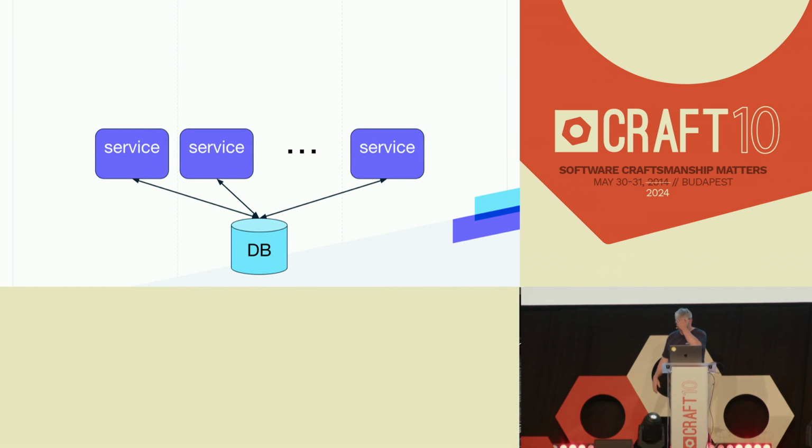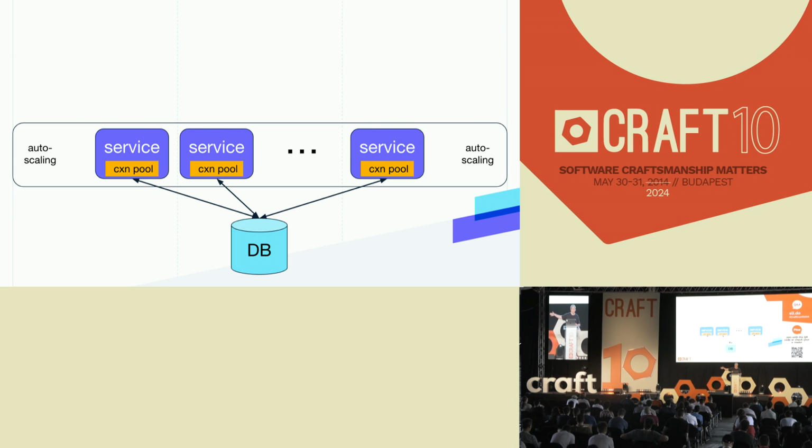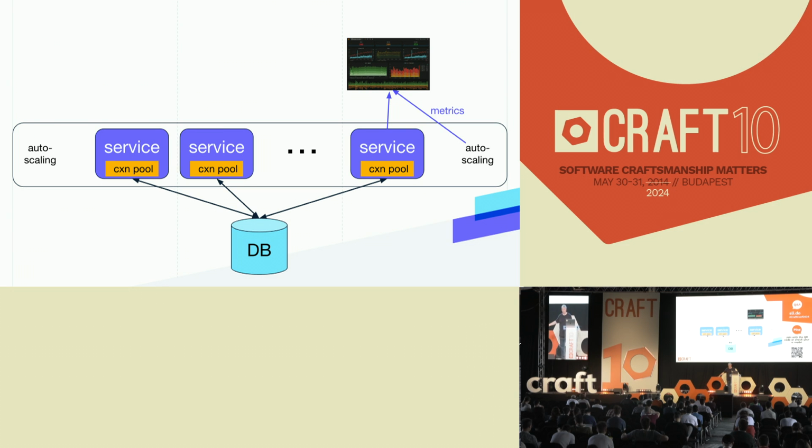And so let's set things up again. We've got a number of services that are talking to a database here. They probably each have connection pools for talking to the database, a certain number of connections they'll keep open. They might be in an auto-scaling group, where we're growing and shrinking the number of instances as we go. And we're generating metrics, telemetry and logs and so on, coming from the services and from the infrastructure platform.